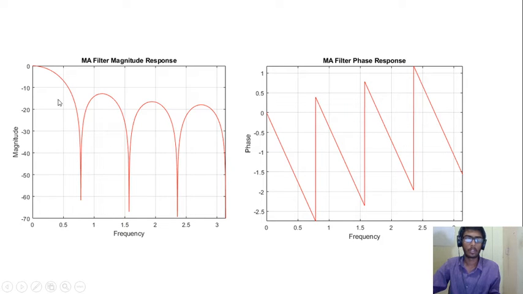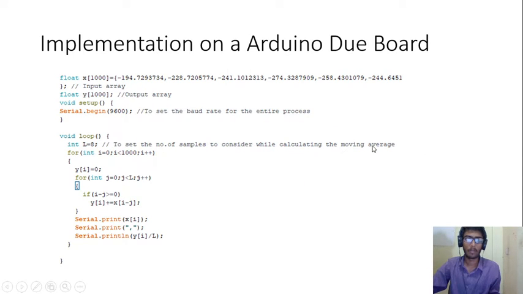Now again we'll plot these in MATLAB and we'll find the curves look like this, which here is the magnitude response and here is the phase response for the moving average filter. Next, we'll implement these on an Arduino Due board and see what we get.